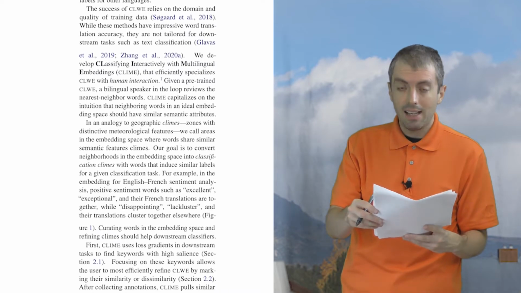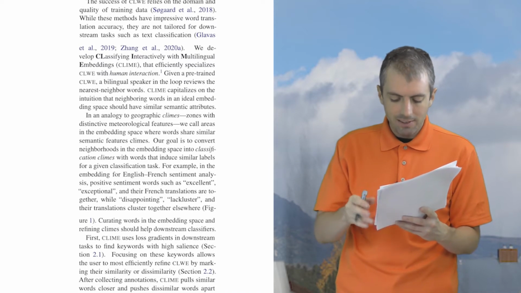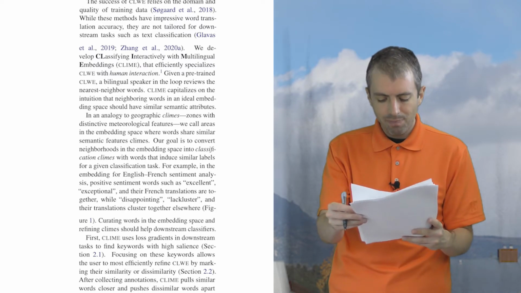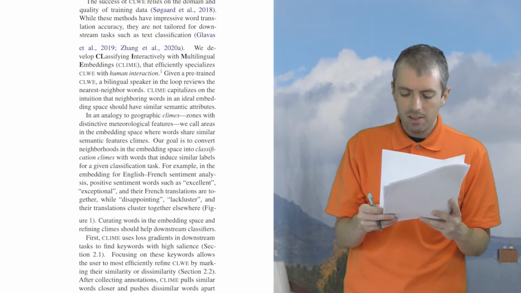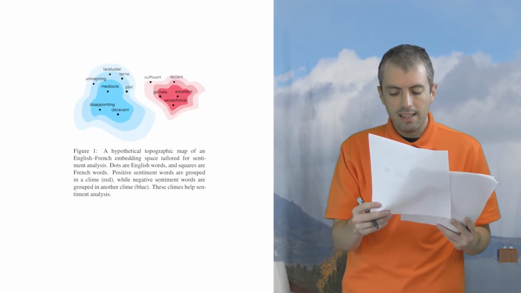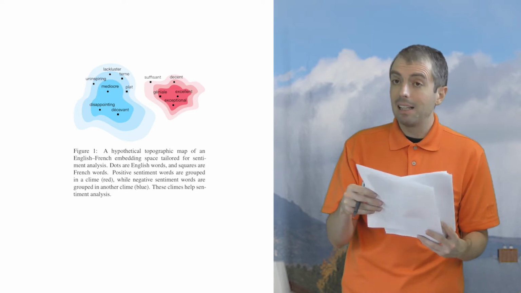a given classification task. For example, in the embedding for English-French sentiment analysis, positive sentiment words such as excellent, exceptional, and their French translations are together, while disappointing, lackluster, and their translations cluster together elsewhere. Curating words in the embedding space and refining climbs should help downstream classifiers.